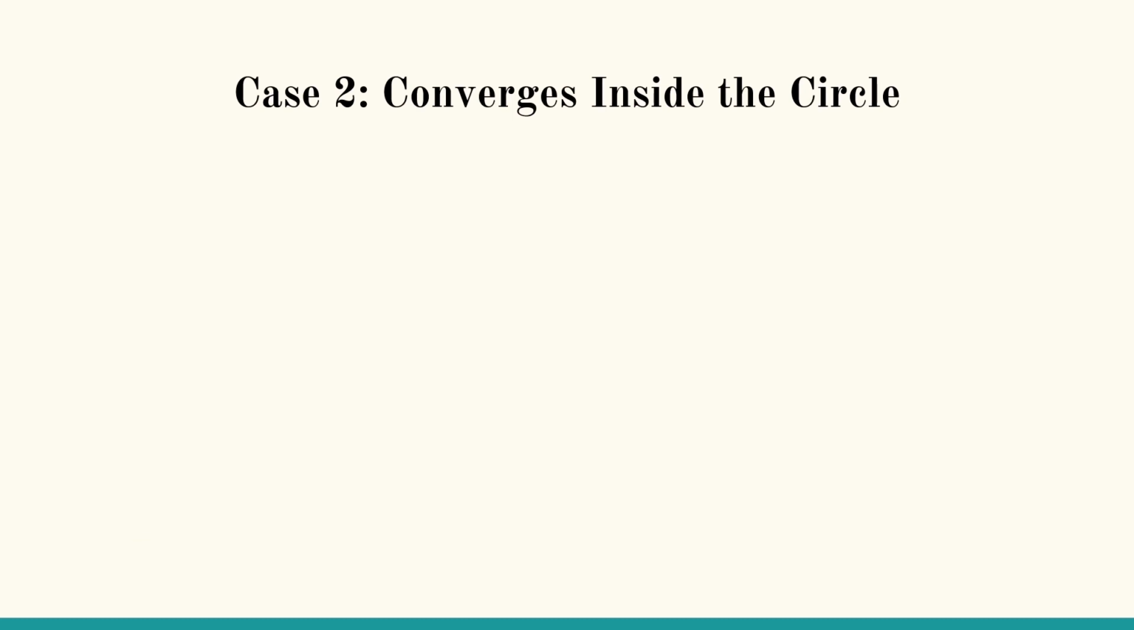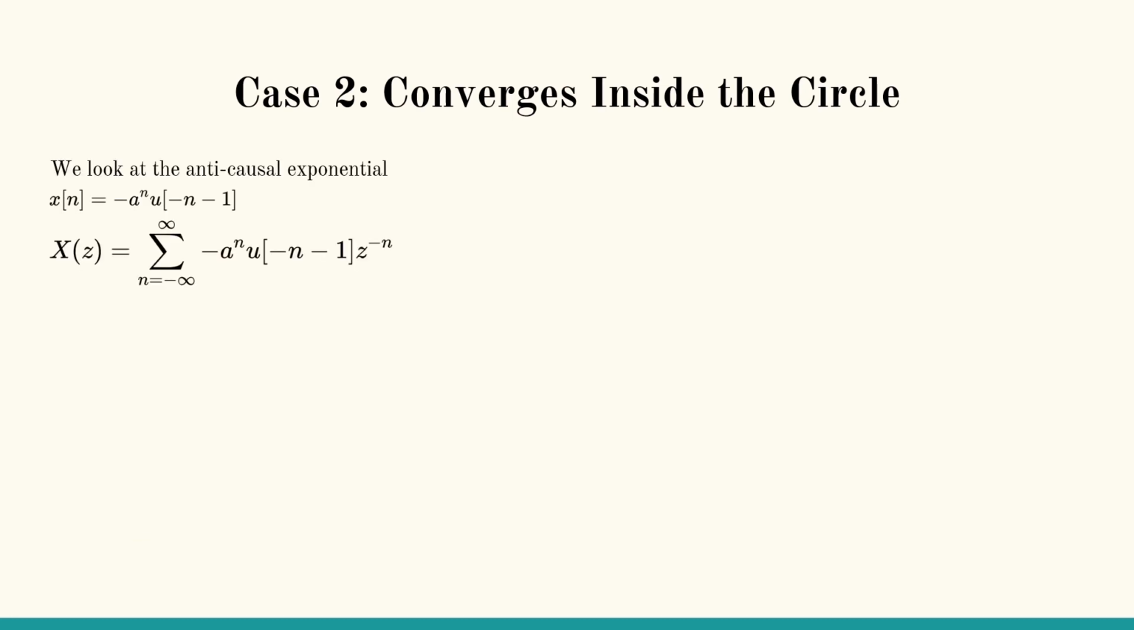For case 2, we'll look at the anticausal exponential. Plugging into the definition, we get a sum from minus infinity to infinity of the anticausal exponential multiplied by z to the negative n. Applying the unit step and rearranging, we get this sum, which is from minus infinity to minus 1, which looks similar to the geometric series form, but has incorrect bounds.